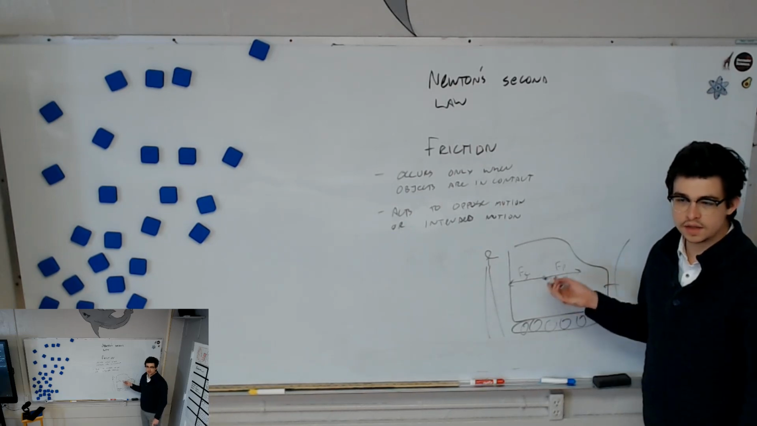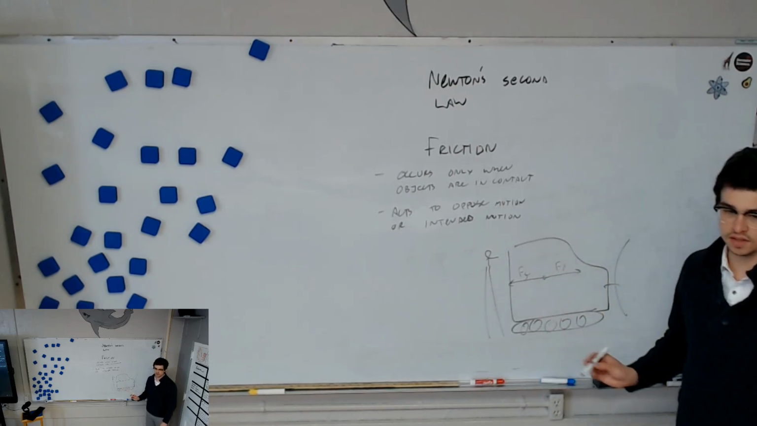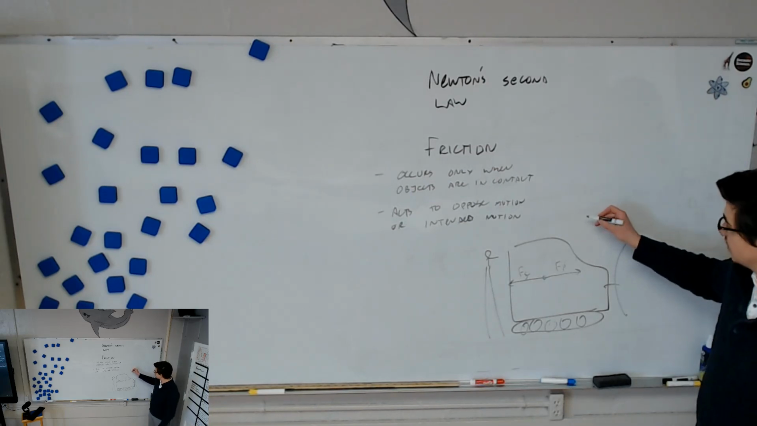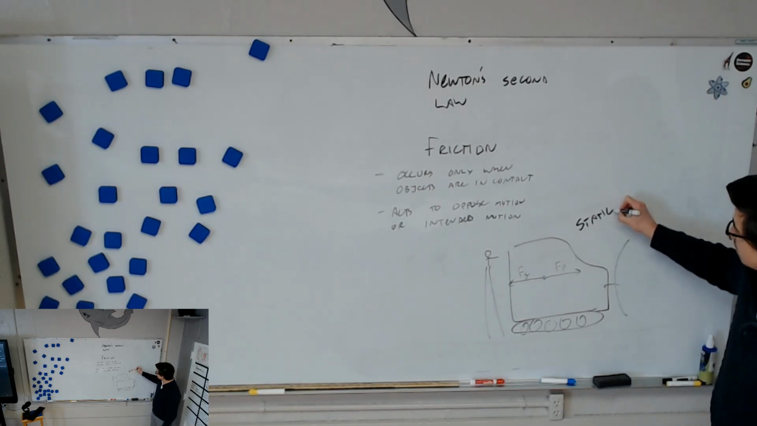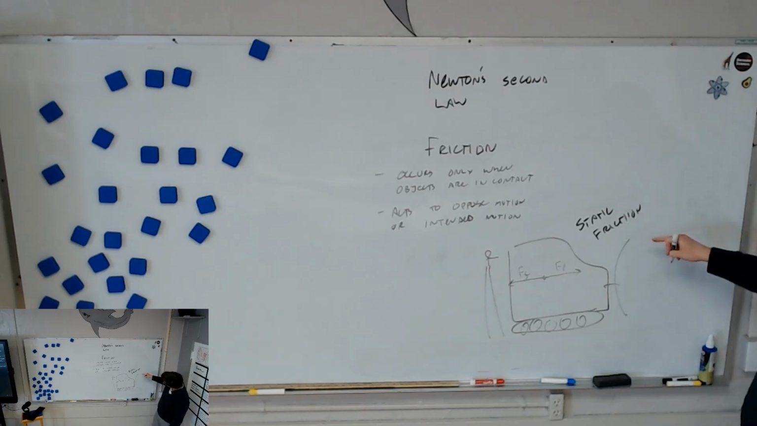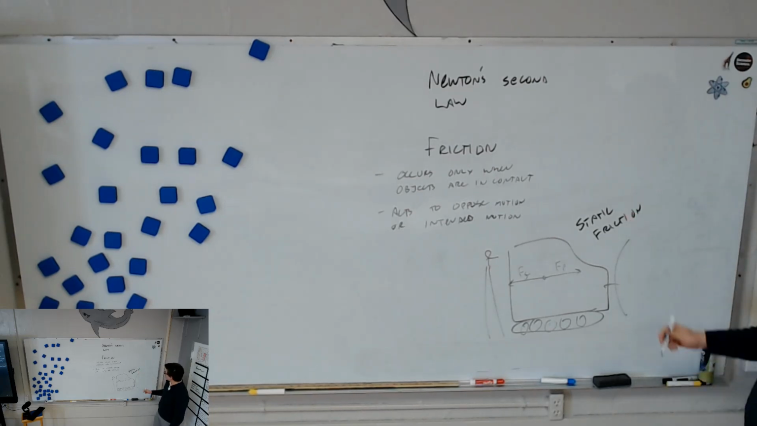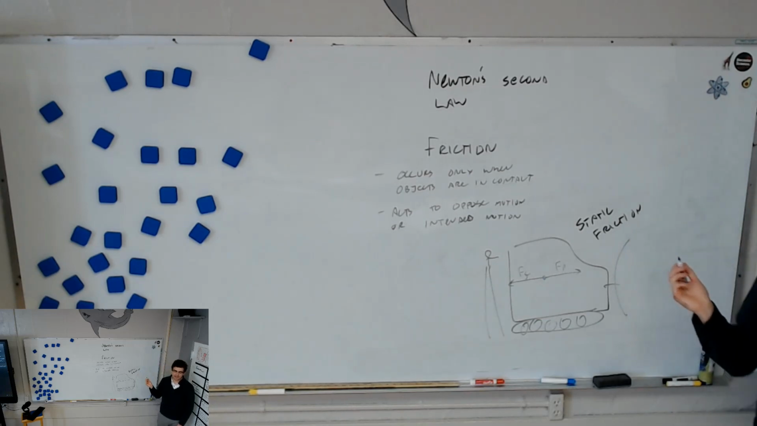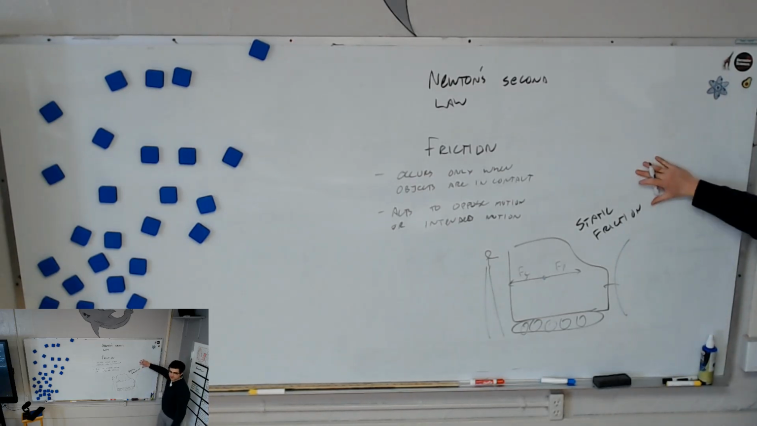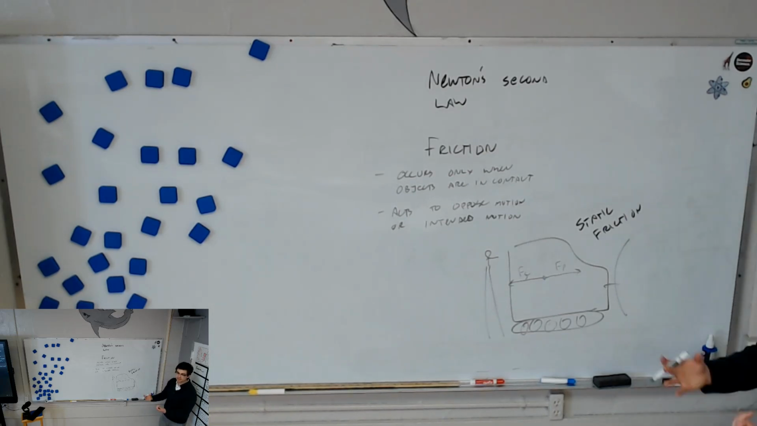Because it's not only resisting motion, it's resisting intended motion. It's preventing this object from moving. In this case, we call this static friction, when the object is staying put. Stay and static have the same root word. Static friction is friction that prevents an object from moving, that stops it from moving.